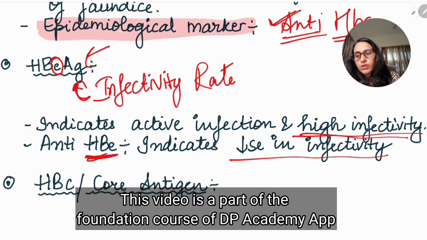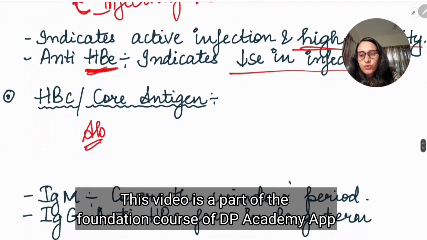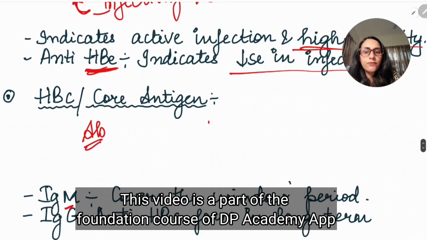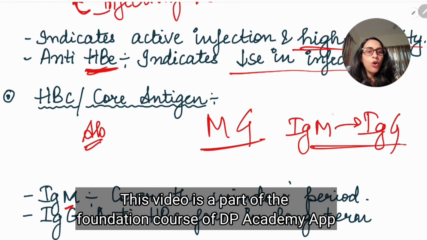Then coming to core antigen. This antigen is stuck inside the core, right? And therefore it is not detected in the blood. Then how are you going to see the antibodies that are made against this? So immunoglobulin M covers the window period. First, which one is the first one to appear? Remember MG, I told you. First immunoglobulin M appears, then immunoglobulin G appears.